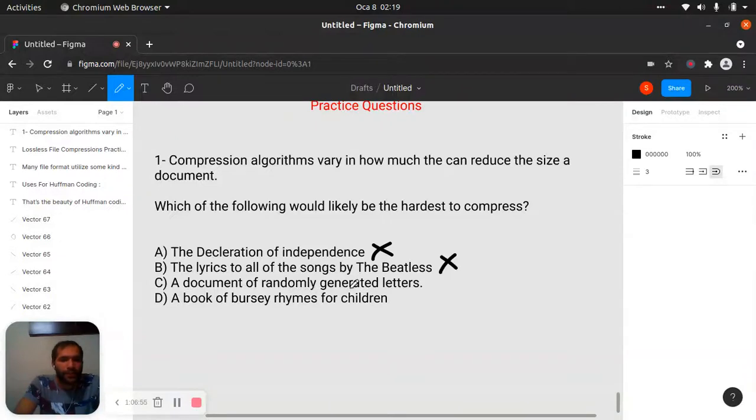A document of randomly generated letters. Now, randomly is the key point here. We can't do it, because it's generated randomly all the time. We are asking how much we can reduce the size of the document. How can we reduce it if the content is coming randomly? It will make the task much more difficult.